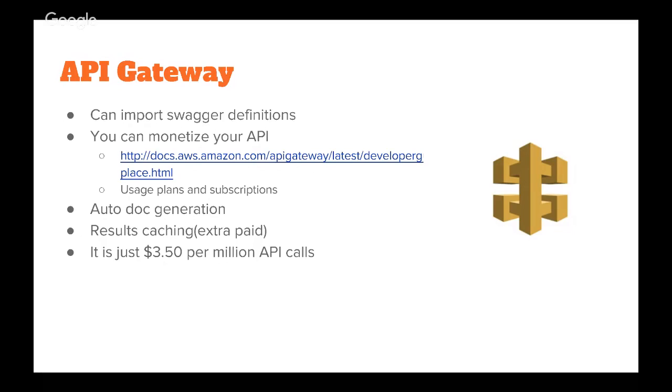One extra paid thing is results caching. You can cache some of the responses. No need to call Lambda every time, for example, if you know it's referentially transparent. It's a bit more expensive, like $3 per million, but still it's cheap, in my opinion.